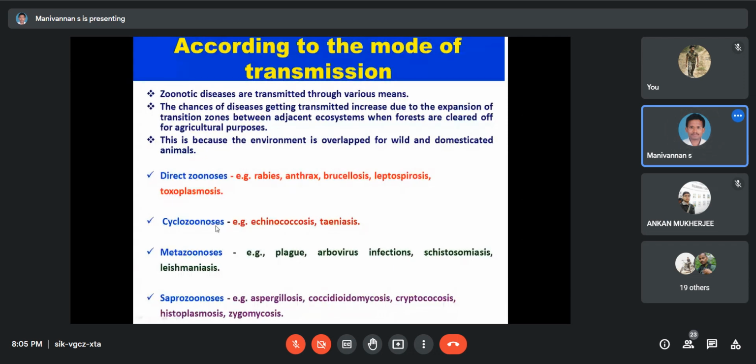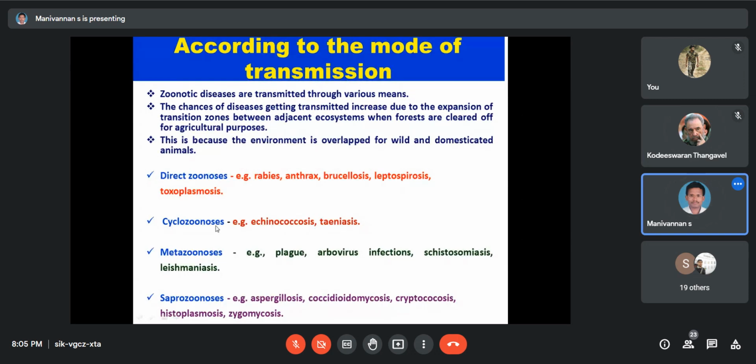Amphi means both directions: human to animal, otherwise animal to human. I give the example: staphylococcal infection, Staphylococci.